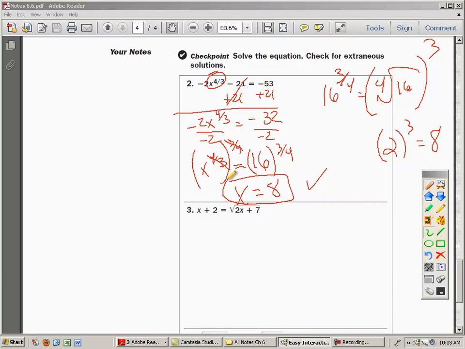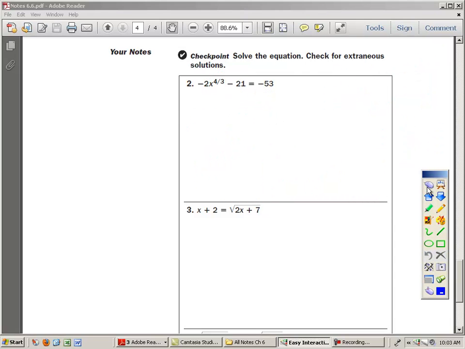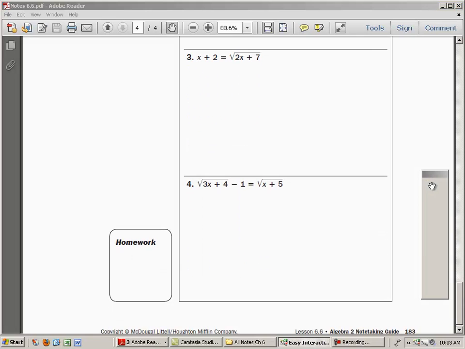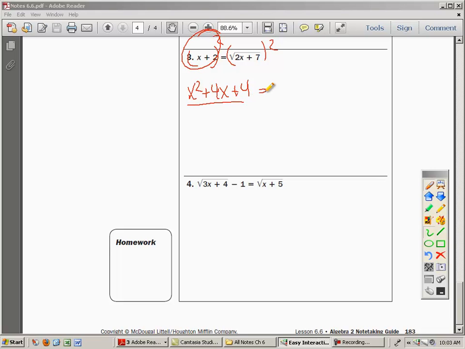All right, for number 3, you will get an extraneous solution. Let's take a look at that one. For number 3, you have to first square both sides of this. So this becomes x squared plus 4x plus 4, because again, the square of a binomial becomes this, is equal to simply 2x plus 7 when I square it.